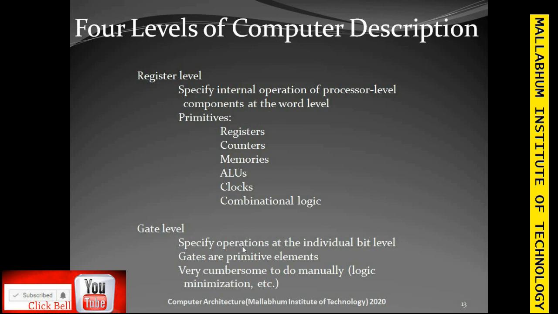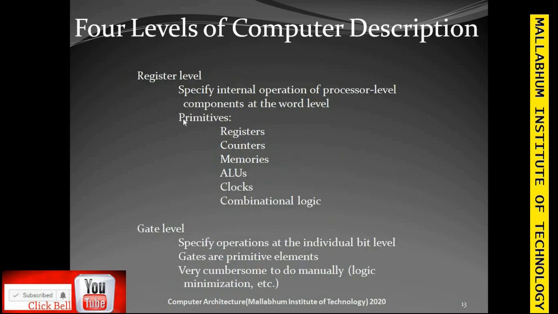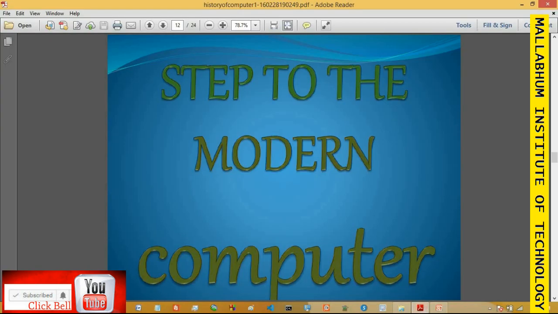So that is the different type of approach: gate level, register level, processor level, and the global level. So that is the highest level of architecture, processor level, and that is the lower level of view of a computer system, that is the gate level. Okay, so next we will discuss the steps to the modern computer.